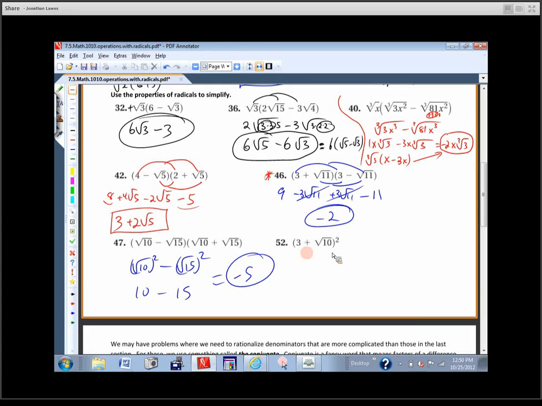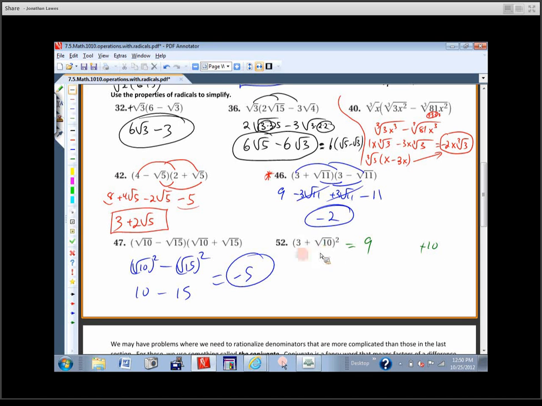Now, if we look at the next one, this is not a difference of squares, but it is a familiar pattern. It's not a difference of squares, but it will make a perfect trinomial square, if you want to think of it that way. So if you remember the pattern, it's going to start with a perfect square of the first one, that's 9. It's going to end with a perfect square of the second one, the perfect square of radical 10, 10.